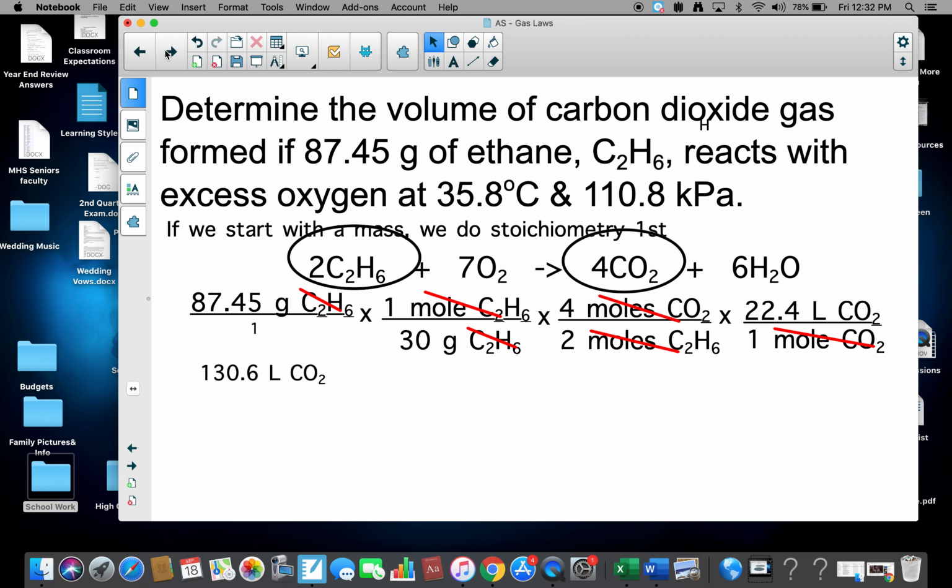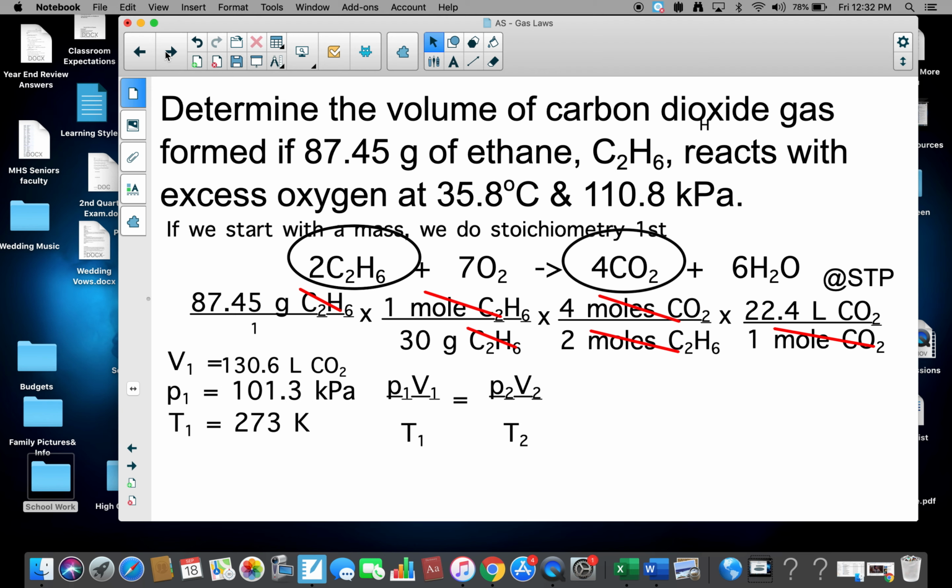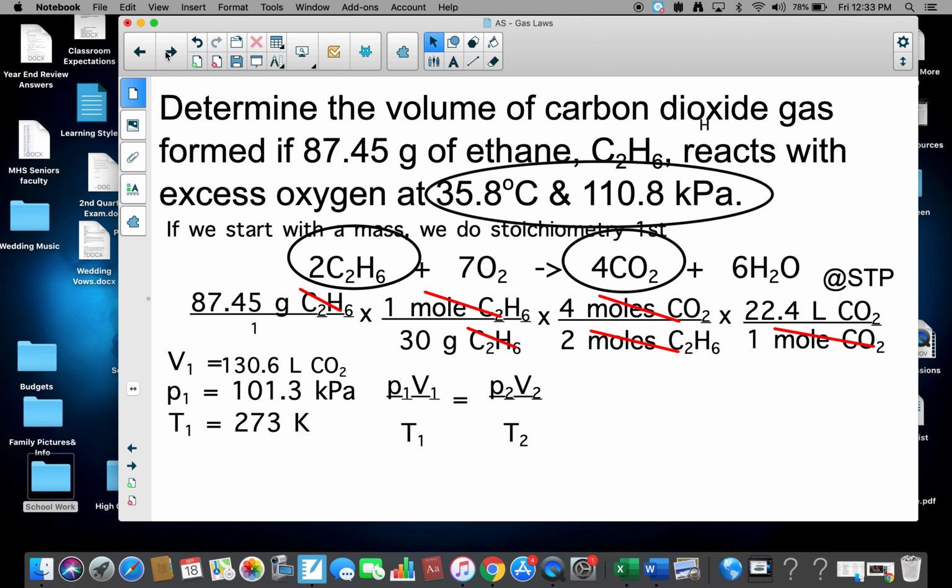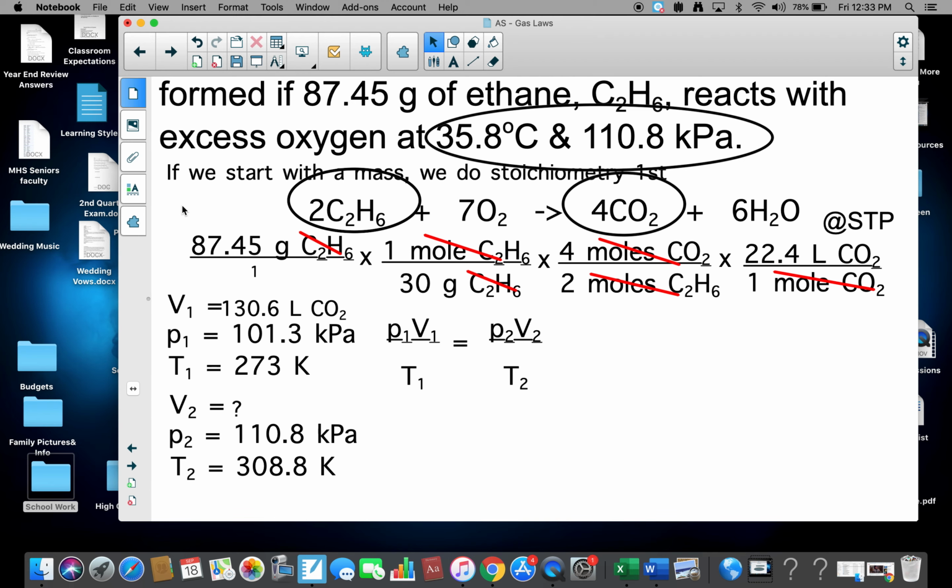Now, we have 2 sets of conditions, so we're going to use the combined gas law. All right, so that means V1 is 130.6 liters. This is at STP. So therefore, P1 in kilopascals is 101.3, T1 is 273. And there's our set of values. So V2 is unknown, P2 is 110.8 kilopascals, and T2 is 308.8 Kelvin.